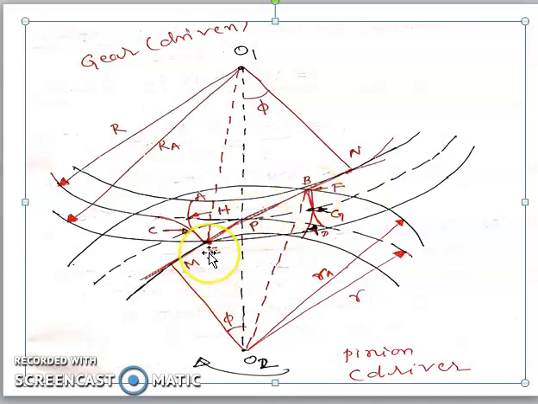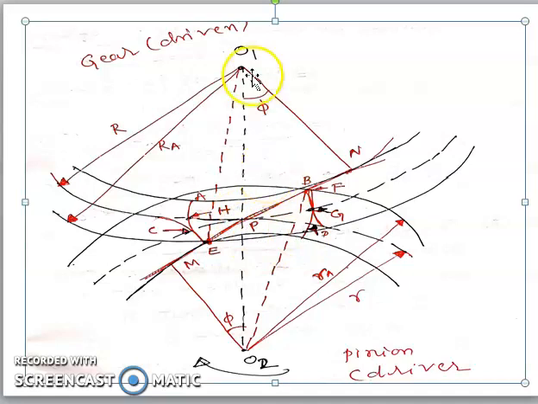Now we will discuss one by one. I will write the path of approach, that is EP, which is equal to EN minus PN. So we'll get EP, the path of approach, as EN minus PN.